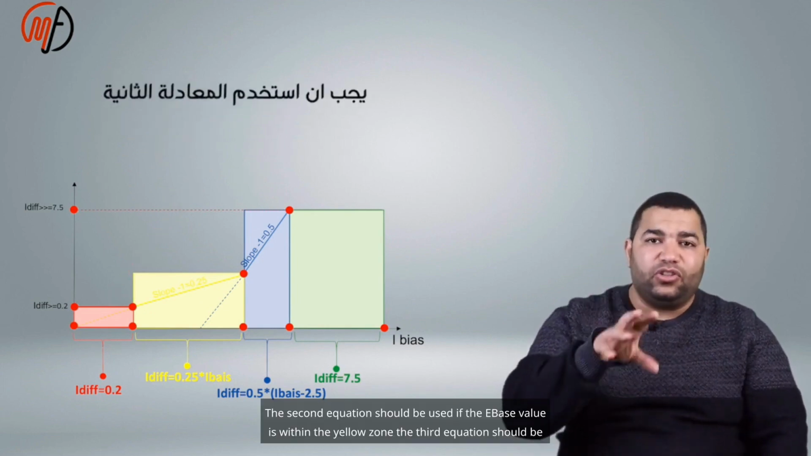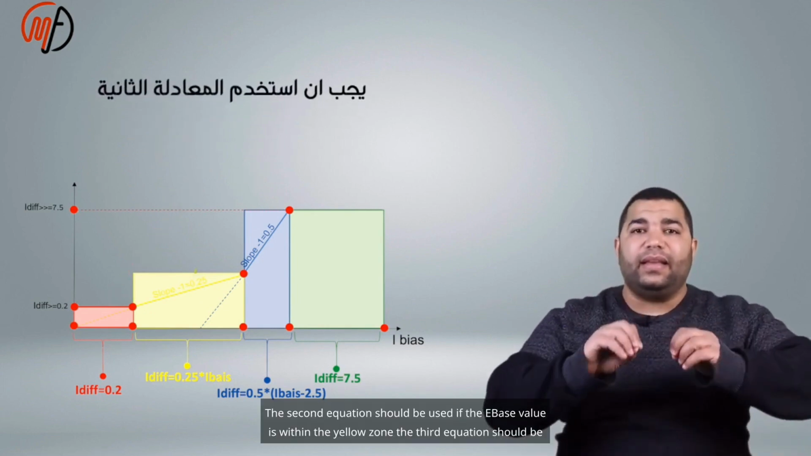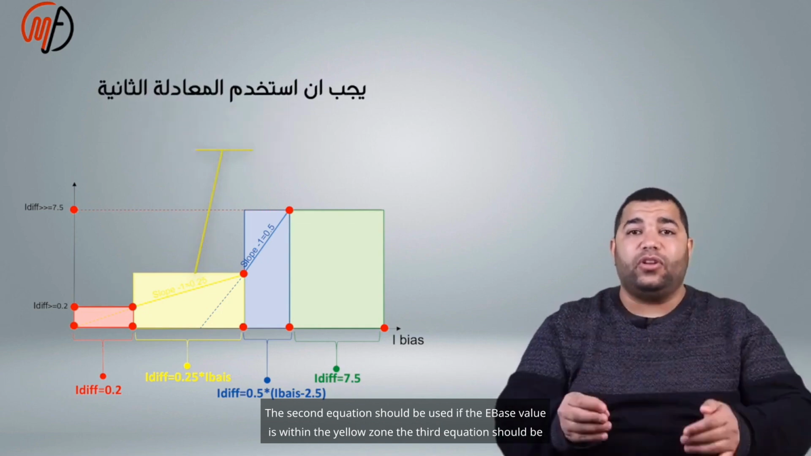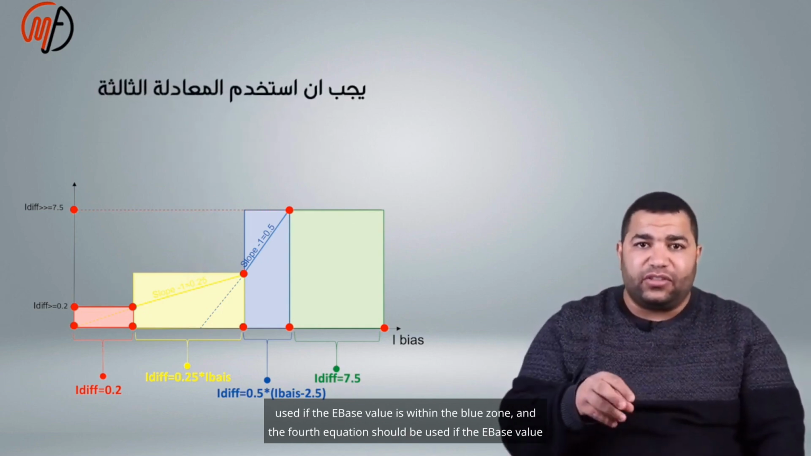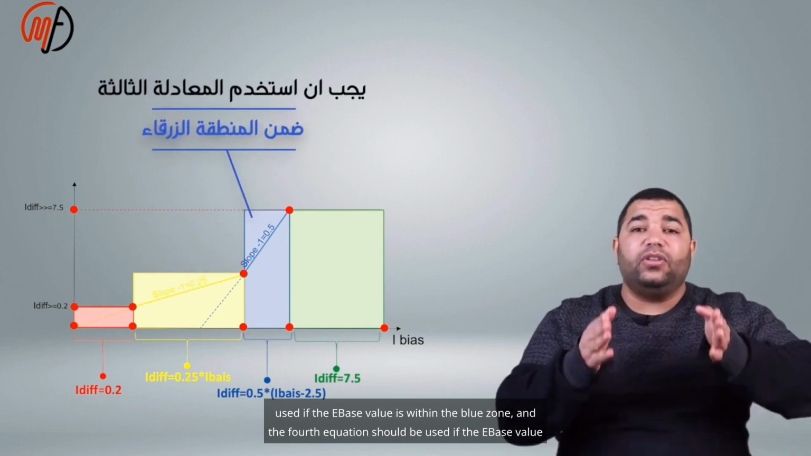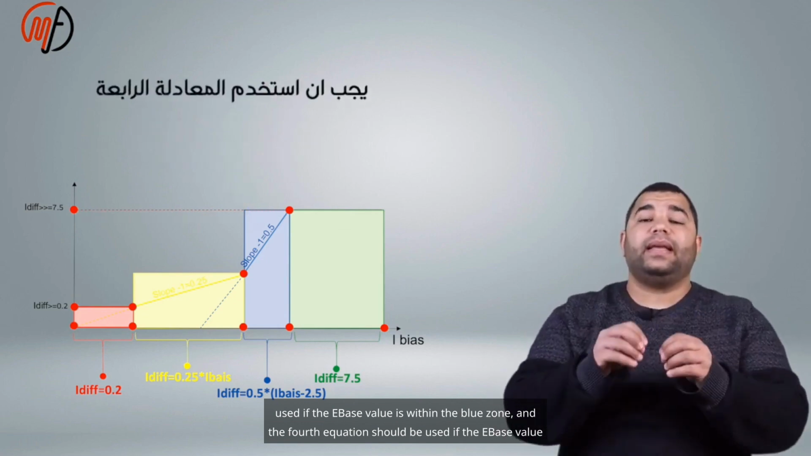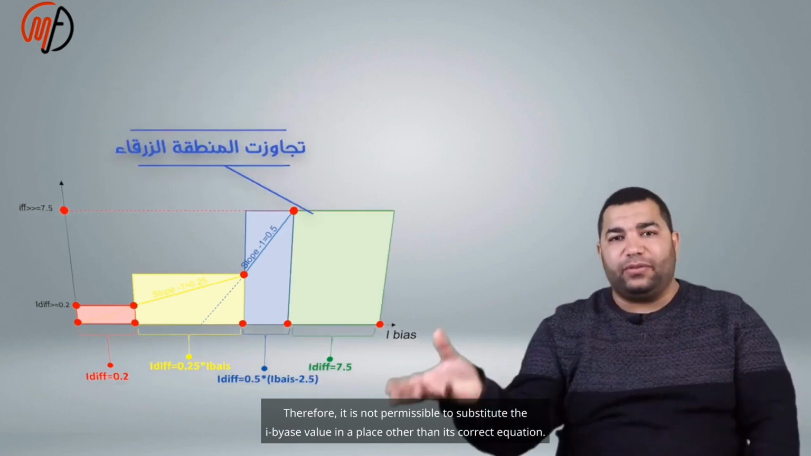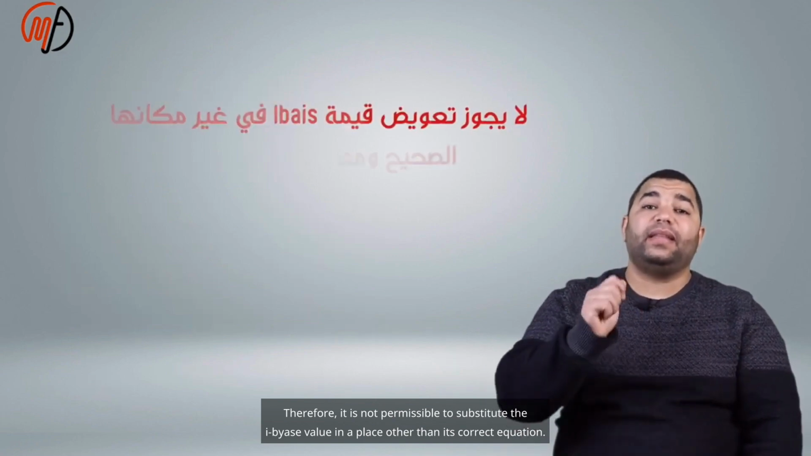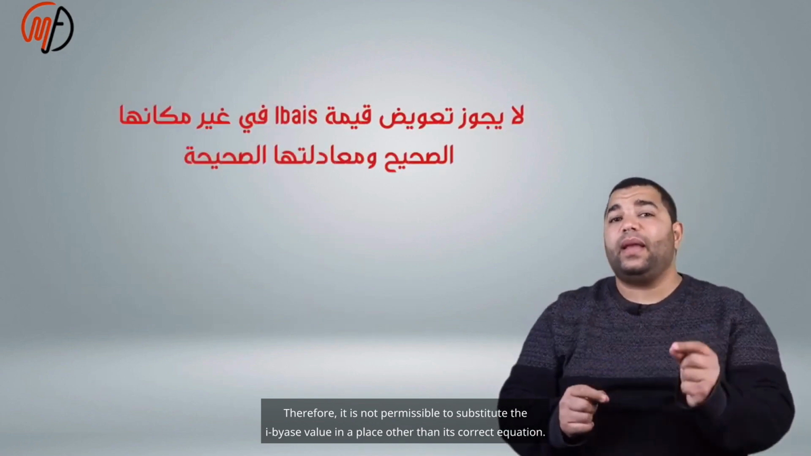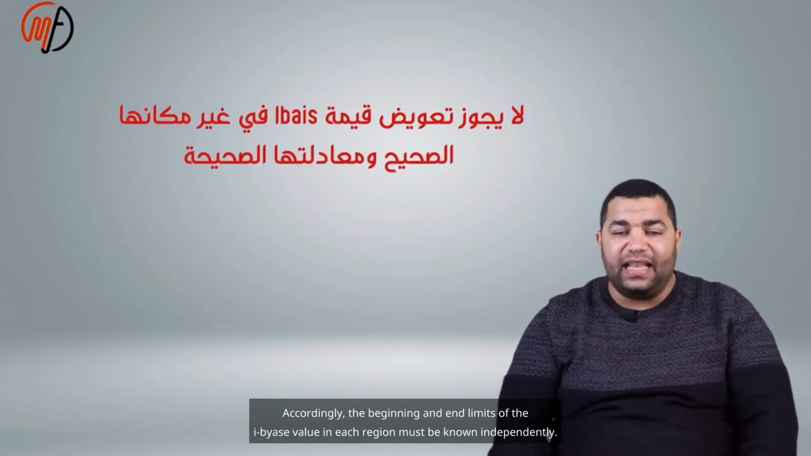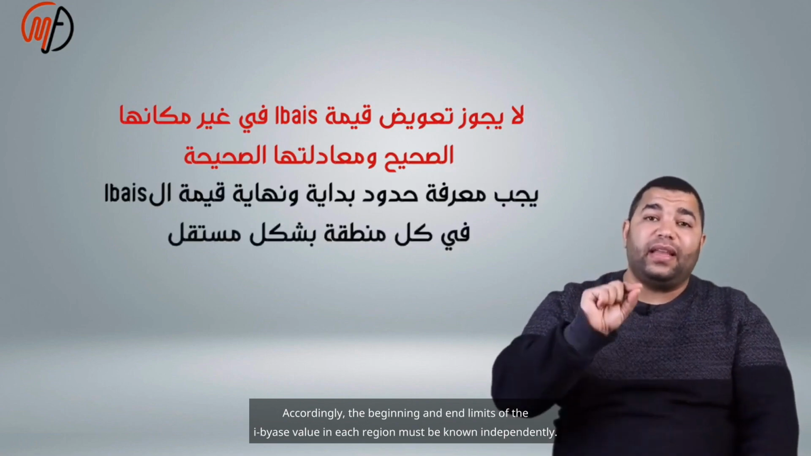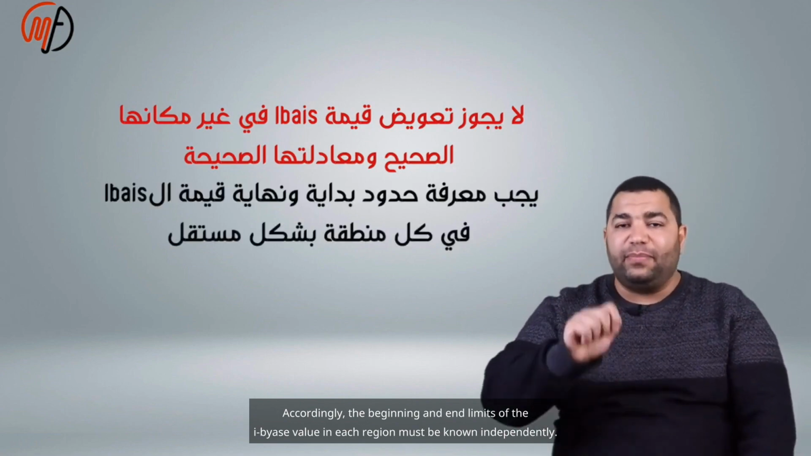The second equation should be used if the I bias value is within the yellow zone. The third equation should be used if the I bias value is within the blue zone, and the fourth equation should be used if the I bias value exceeds the blue zone. Therefore, it is not permissible to substitute the I bias value in any equation other than its correct one. Accordingly, the beginning and end limits of the I bias value in each region must be known independently.